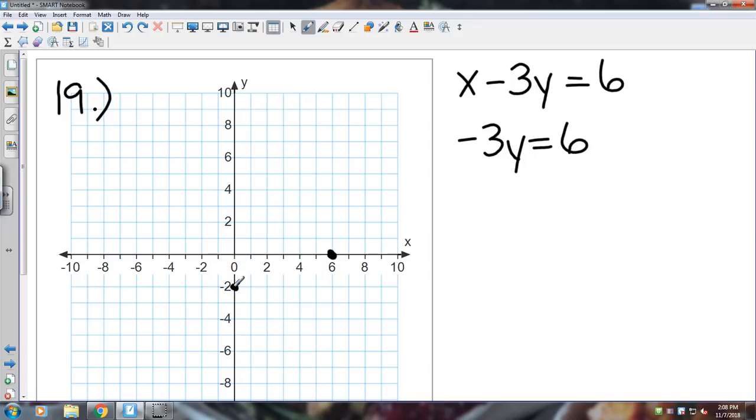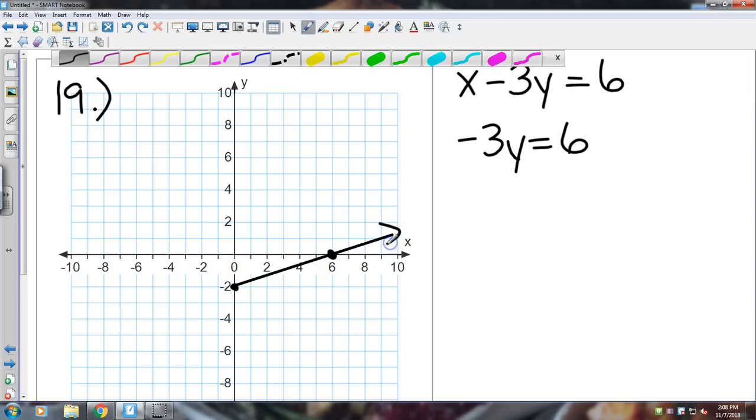Do I have enough points to make a line? Yep. Sure do. Okay, so remember, don't graph a line segment. Make sure that you put your arrows at the end. That'll be the first thing I look for when I grade the test tomorrow. Is that all it wanted us to do? Yep, just graph it. Awesome.